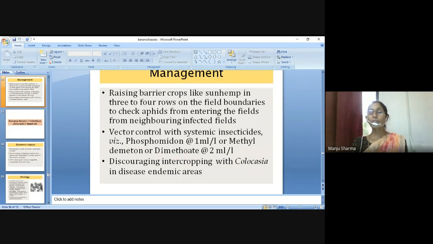Vector control with systemic insecticides, phosphamidon 1 ml per liter or methyl demeton or dimethoate 2 ml per liter, then discouraging intercropping with colocasia in disease endemic areas.